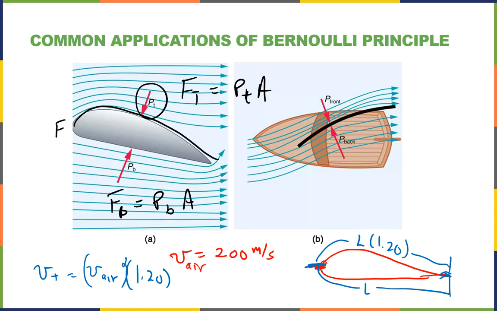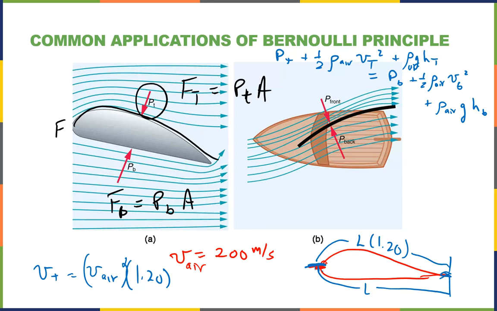Yeah. So the wind is going faster over the top, and so we can calculate the pressure difference between the top and bottom using the Bernoulli relation. That is pressure top plus 1/2 density of the air times the speed of the top squared plus rho air g h top is equal to the pressure of the bottom plus 1/2 rho air V bottom squared plus rho air g h bottom.